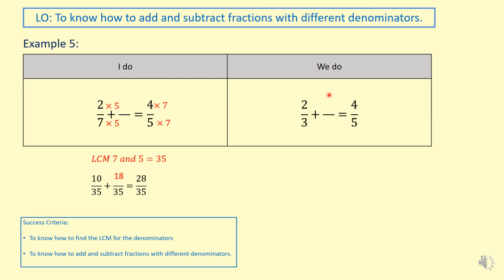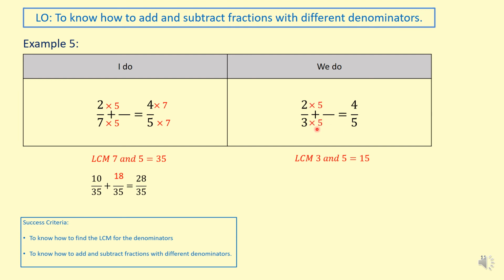Again, for finding the missing fraction, look at the denominators that you have. They are not the same. If they were the same, we could have just easily looked at the numerator. But because they are not the same, we need to make them the same first. So for doing the common denominator, I need to do the lowest common multiple between 3 and 5, which is 15.